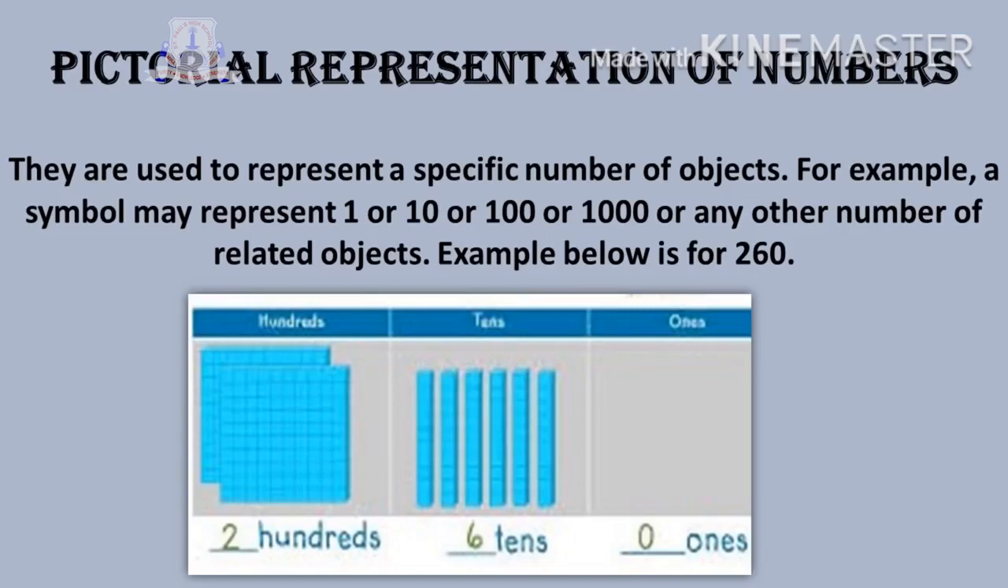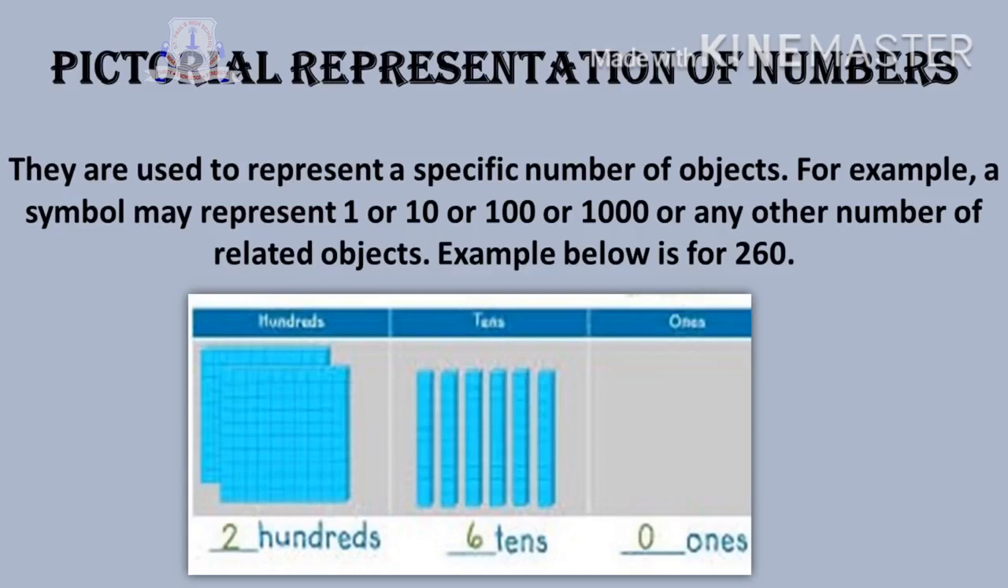Next topic is pictorial representation of numbers. They are used to represent a specific number of objects. For example, a symbol may represent 1 or 10 or 100 or 1000 or any other number of related objects. Example below is for 260. Here in the image you can see 2 flats of 100s, 6 rods of tens, and in the ones place, as there is no number, there are no cubes. So 2 hundreds, 6 tens, 0 ones.